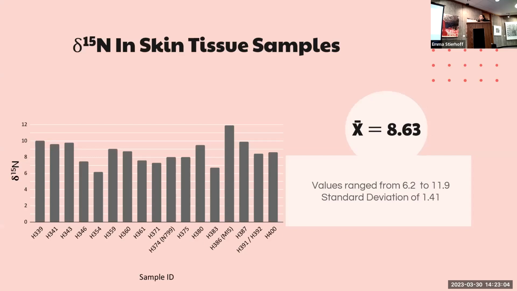The delta 15 nitrogen, however, had an average of 8.63 and had values ranging from 6.2 to 11.9. The delta 15 nitrogen had a standard deviation of 1.5.